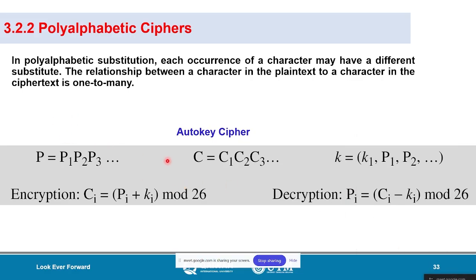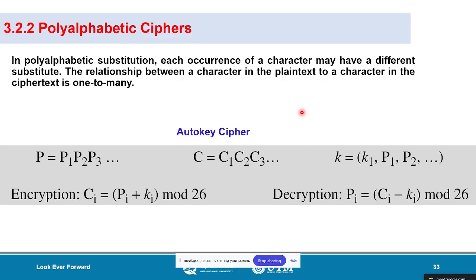What do we mean by this? We mean that the L sometimes might be A, and in the second occurrence might be C. And why is that? We will explain. First of all, I will not explain this directly. I will explain using an example, and then I'll return to the equations to make it easier to understand.